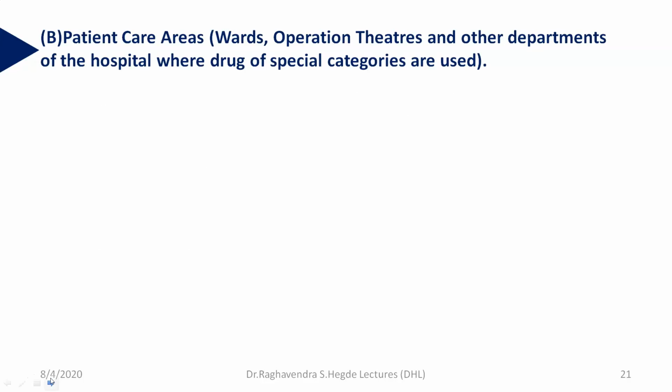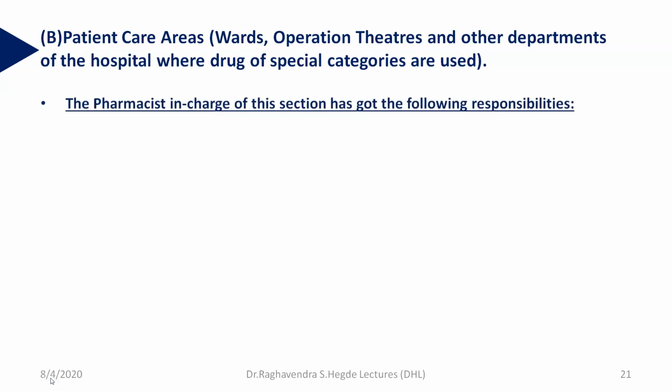Now, let us understand the patient care areas, which can be wards, operation theaters and other departments of the hospital, where drugs of special categories are used. So patient care, everywhere the care of the patient has to be taken, which is the fundamental aspect.